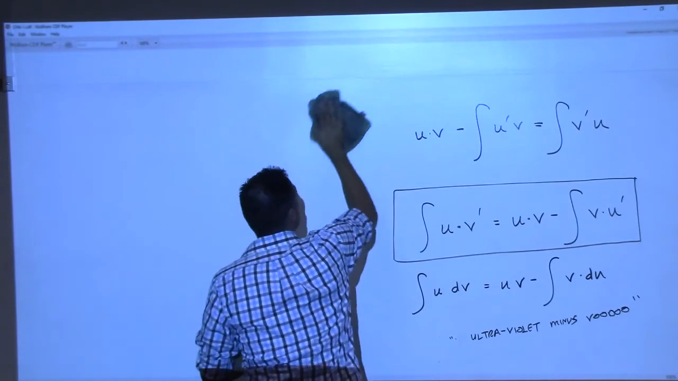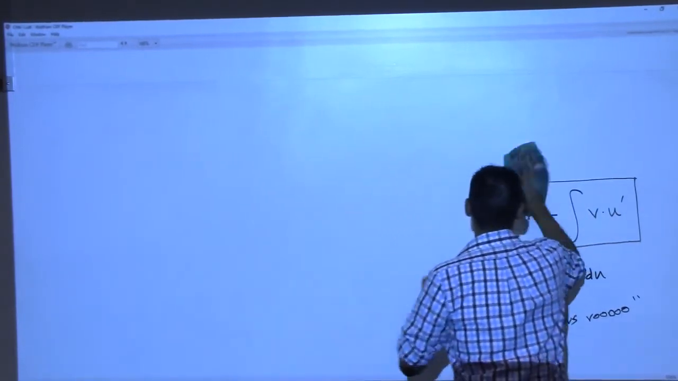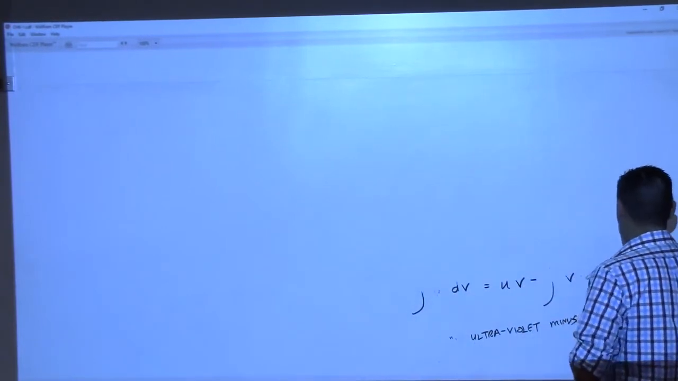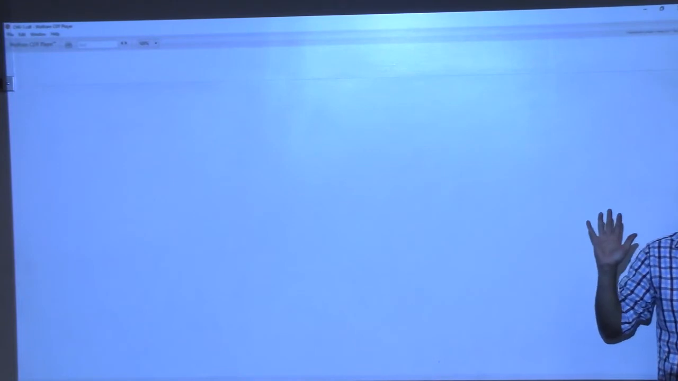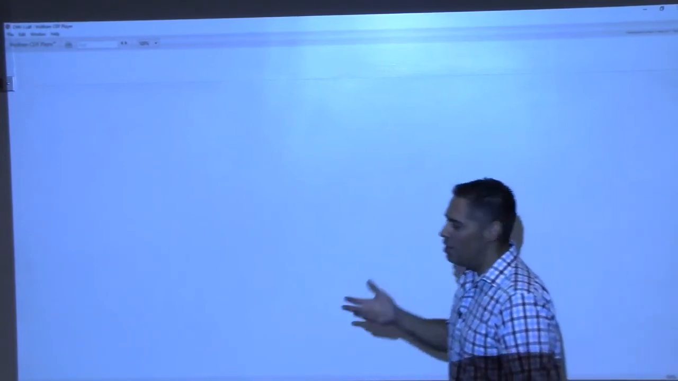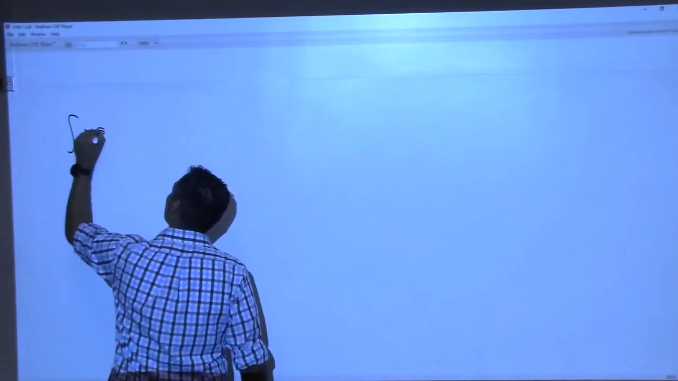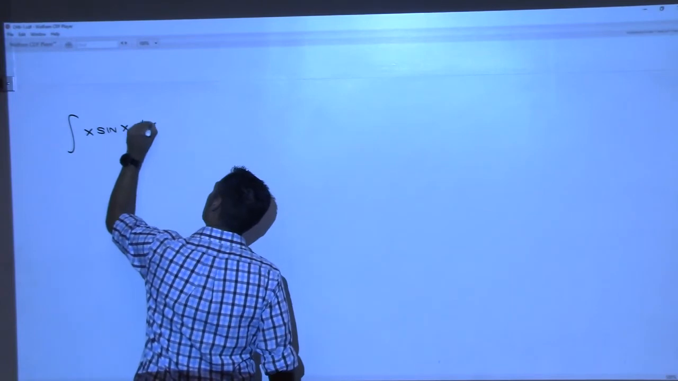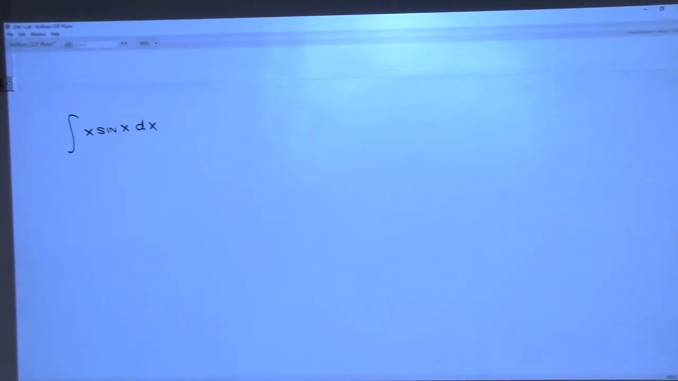If somebody ever holds you up in an alley at gunpoint, puts you up against a wall, and says, tell me about integration by parts, it transfers the derivative, man. That's the main thing you want to take away from it. You have an integral, and it transfers the derivative. Okay, back to this problem.